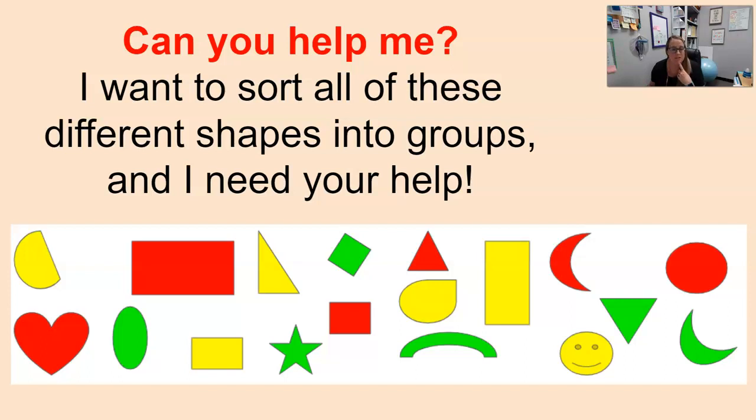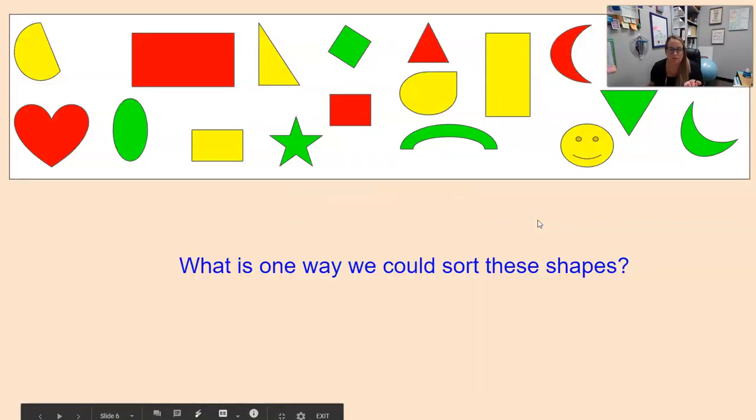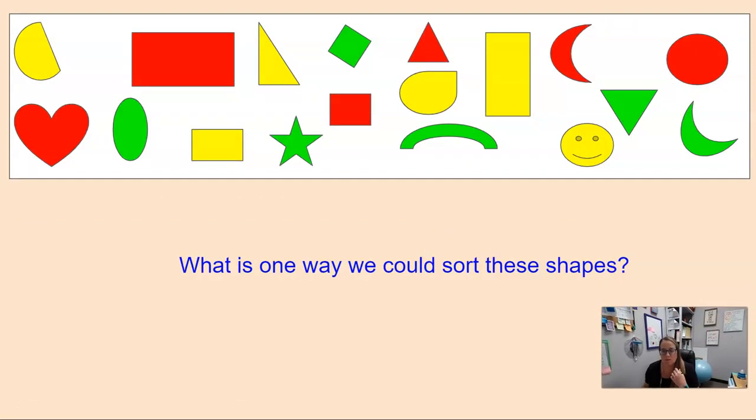Oh, I heard some people say that there's different colors. What colors are there? There's red, there's yellow, and there's green. Those are the colors that I see, and they're all on a white background. What else do you notice? Yeah, I see it too. There's a smiley face right there. So today what I need your help with is I want to sort these all into different ways. So we're going to do 2 different ways today, and I want to see if you can figure out what they are. So looking at this, what's one way we could sort these shapes?